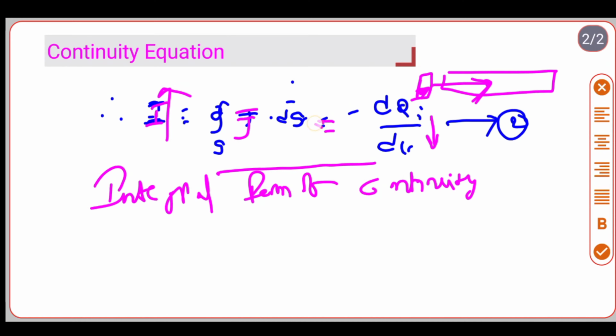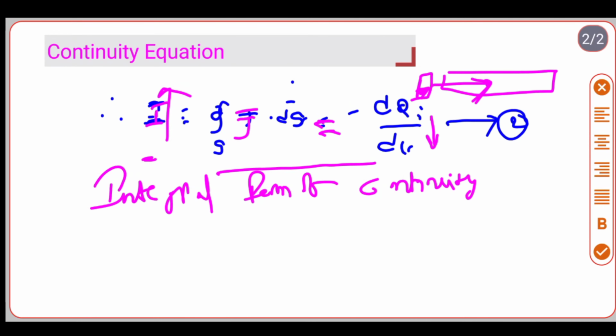This is the integral form of continuity equation of current. The negative sign in this equation indicates the outward flow of current from the closed surface. So equation 2 indicates the outward flowing current, that is I.